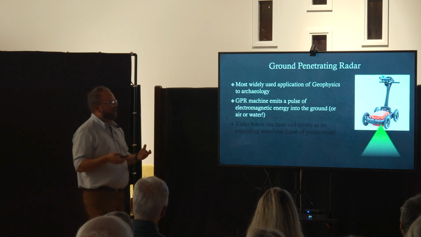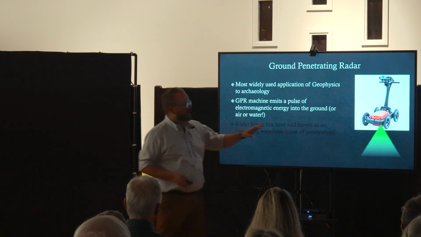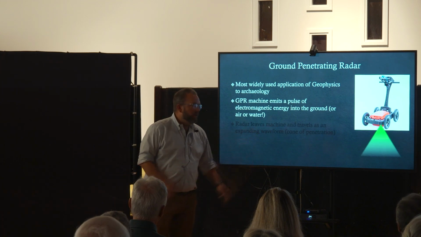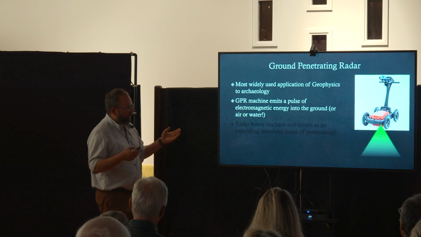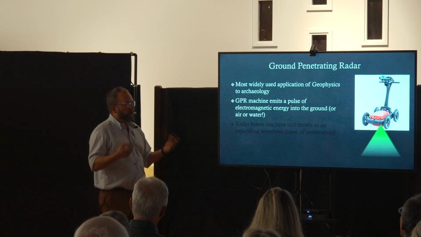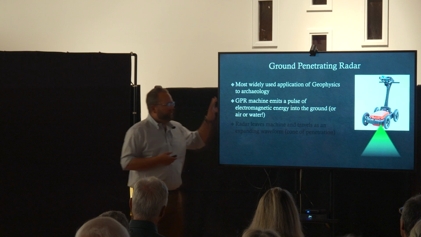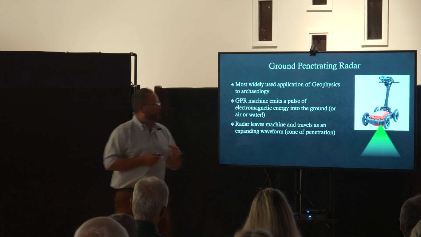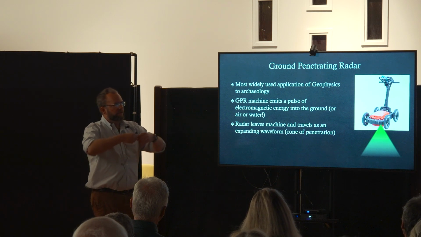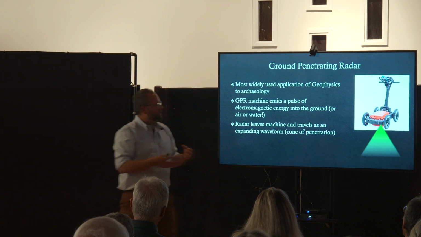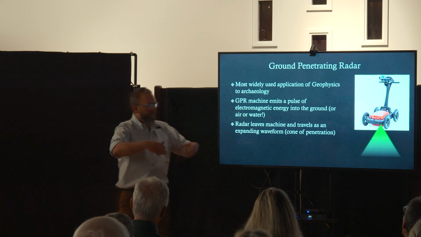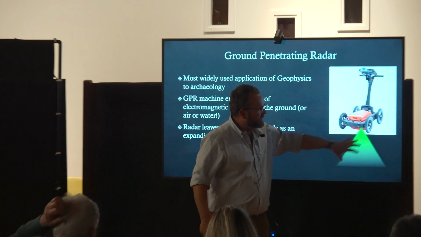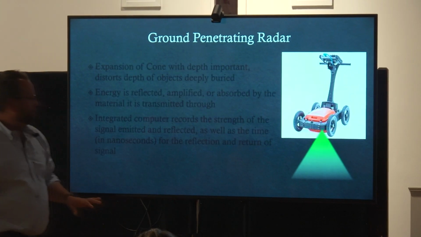A ground penetrating radar machine is a machine that emits a pulse of electromagnetic energy into the ground, or into the air if you use it from a drone, or into the water if you use it in a canoe. Those last two aren't widely used, but you can do them that way. The radar, as a wave energy, leaves the machine, travels as an expanding waveform, and so it's getting larger, and we think of it as this cone of penetration at depth.